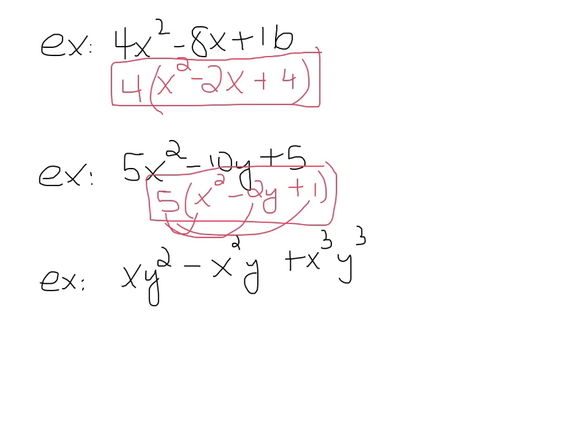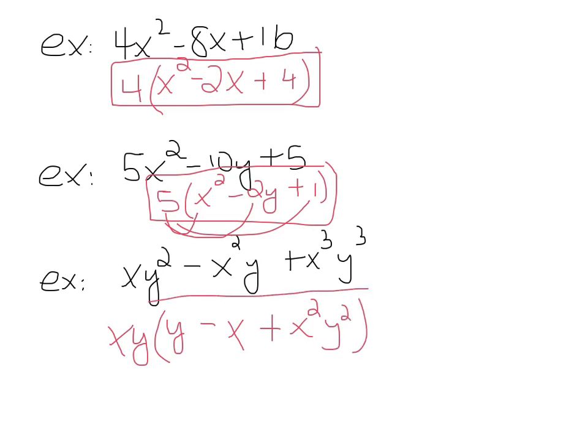Now this next one's a little trickier. The greatest common factor here is xy. The factor that's left over in the first term is a y, the factor that's left over in the second term is an x, and the factor that's left over in the last term is x squared y squared.